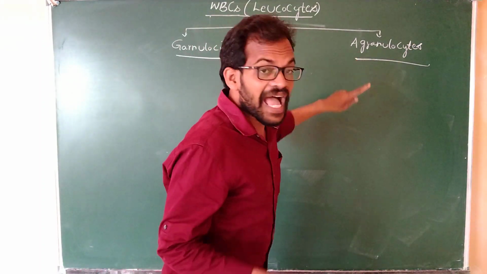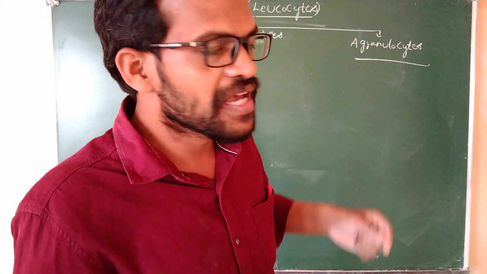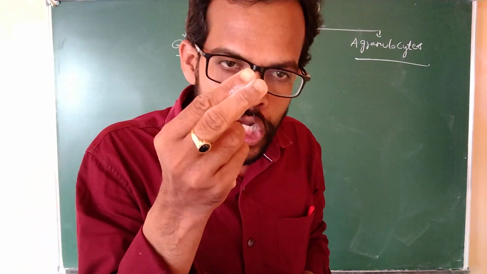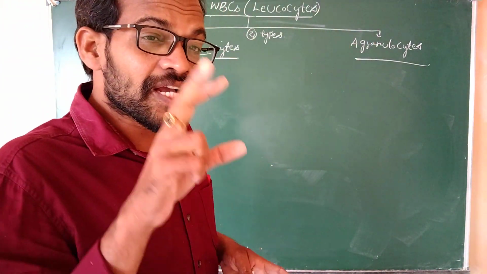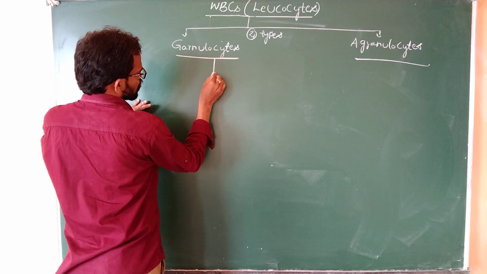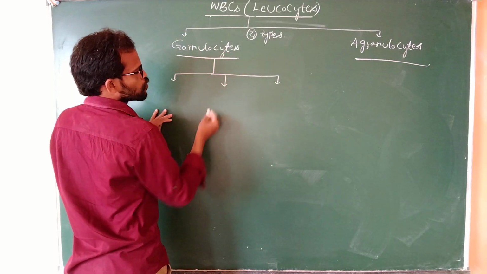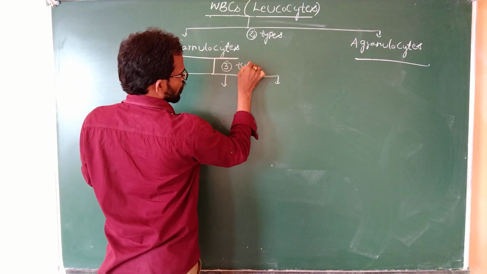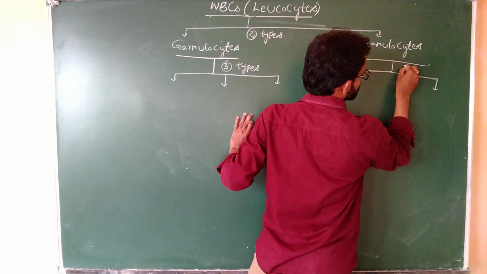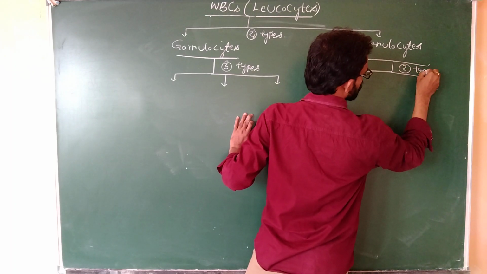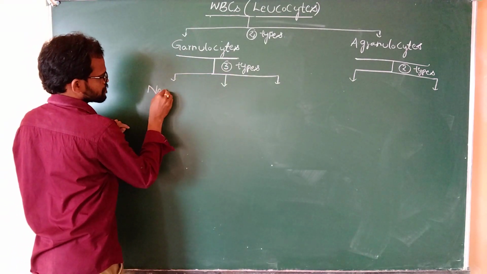Agranulocytes: A means absent, so the granules, the proteins, are absent in the cytoplasm. Granulocytes means granules, proteins, are present in the cytoplasm. Granulocytes are divided into three types. Agranulocytes are divided into two types. Granulocytes: the first one, neutrophils.